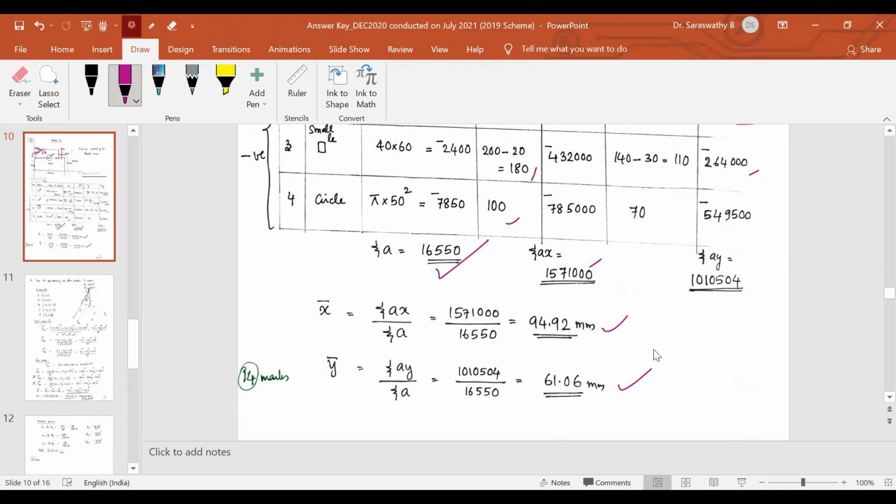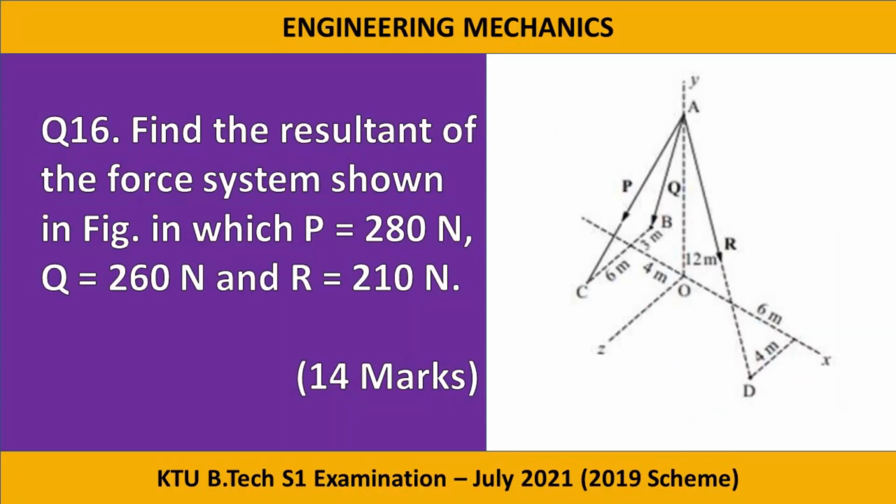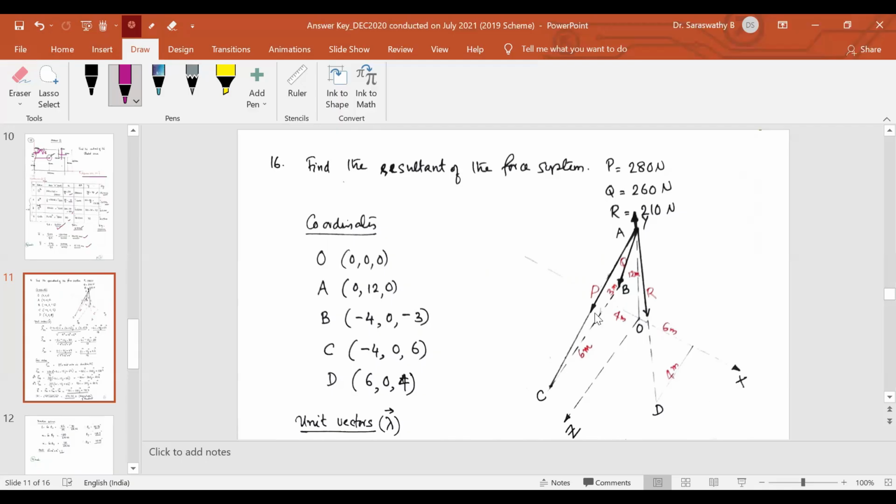Moving on to question number 16. I'll read the question. Find the resultant of the force system shown in figure, in which P is equal to 280 Newton, Q is equal to 260 Newton, and R is equal to 210 Newton. This is the figure given.